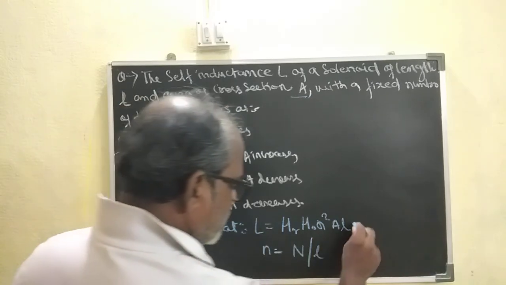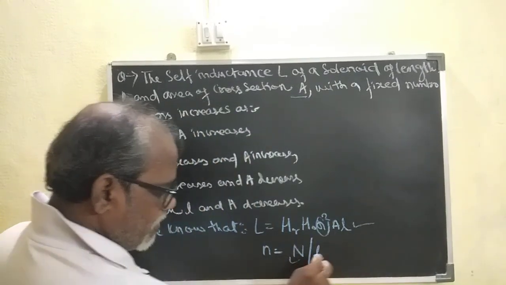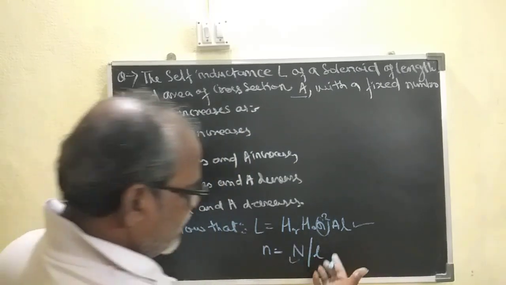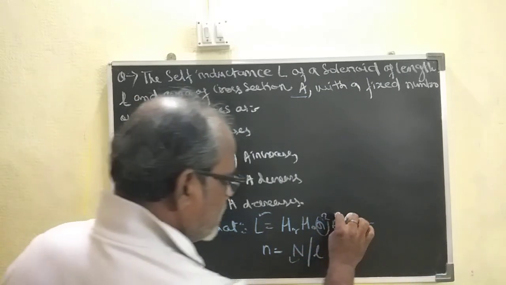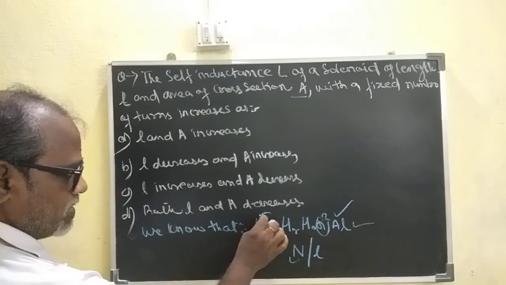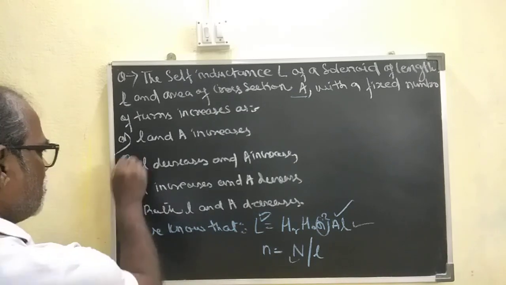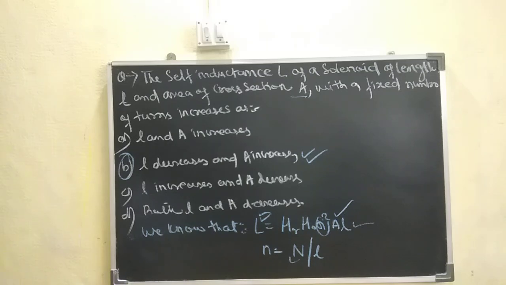We already know the relation: self-inductance is equal to this relation, where N can be written as N by l. That means the less the length, the more the increment in the inductance, and the more the area of cross section, the more the inductance. So finally our option goes to B. So this option is the correct option.